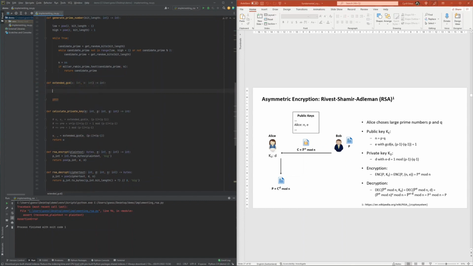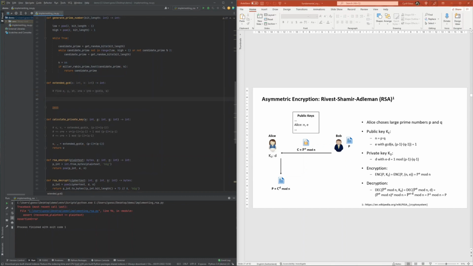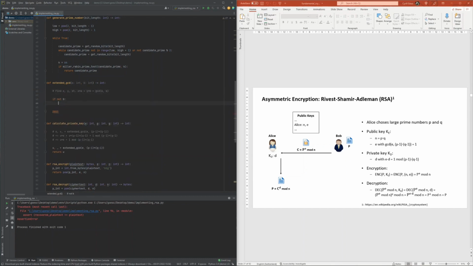Now, the extended Euclidean algorithm calculates for a and b two values x and y such that x times a plus y times b is the greatest common divisor of a and b. If b is 0, the greatest common divisor is a, meaning x is 1 and y is 0, which can immediately be returned.